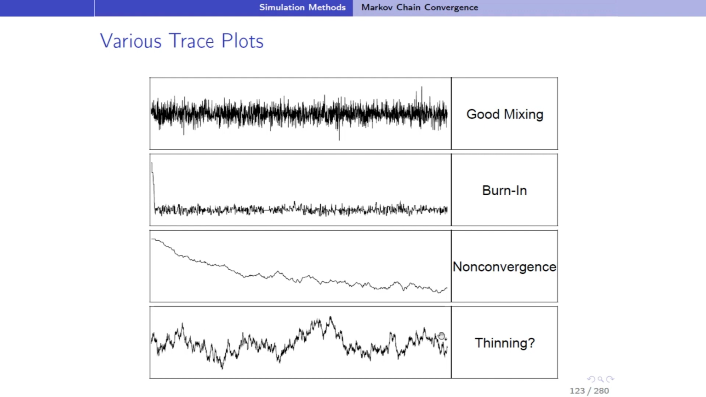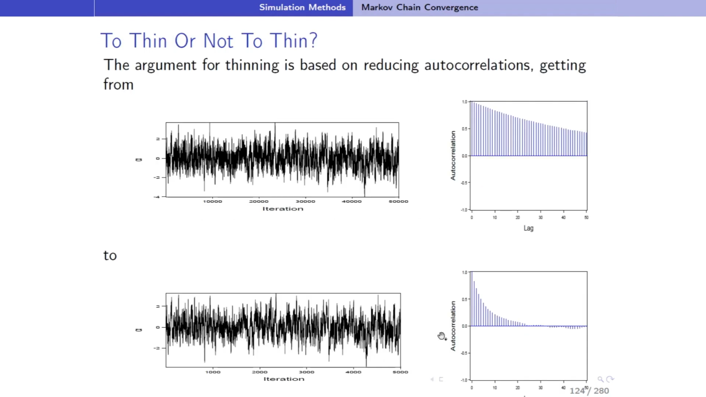What to do? A lot of people think that they want to do thinning. The idea of thinning is to reduce autocorrelation. On top, I have a chain of 50,000 with high autocorrelation. Now if I thin it by 10, this means I keep one of every 10 samples. I take the first sample, the 11th sample, the 21st sample.